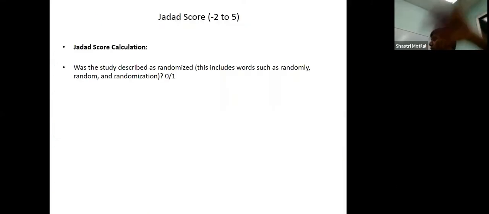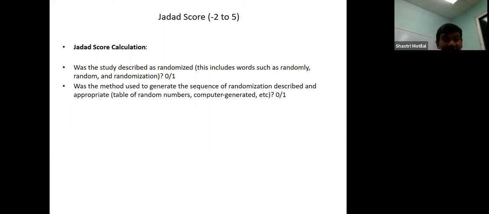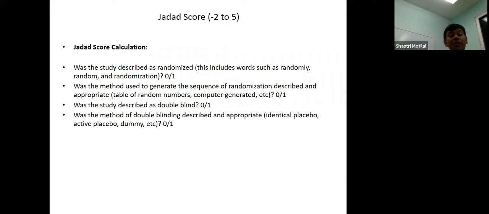So the JADAD score asks these questions. Was the study described as randomized? Let me just pick one of them, the vitamin study. Was the study described as randomized? Yeah, so they get a point. Was the method used to generate the sequence of randomization described and appropriate? Yeah, you thought they described it appropriately. All right, so how much? 2 points. Was the study described as double-blind? 3. Was the method of double-blinding described and appropriate? Identical placebos. You think? Yeah, all right, 4. The study is going really well.